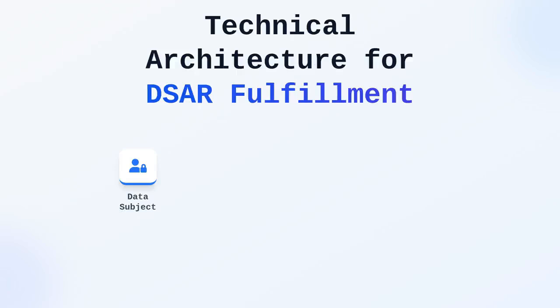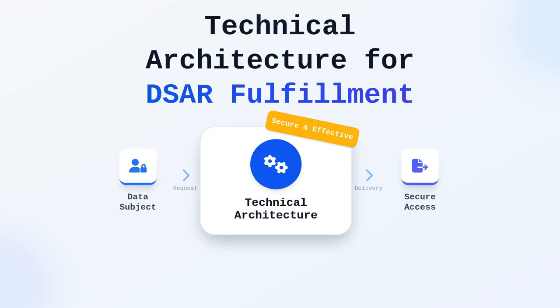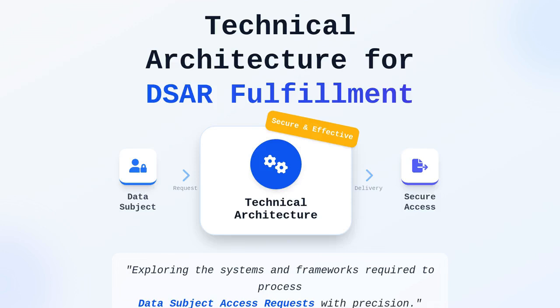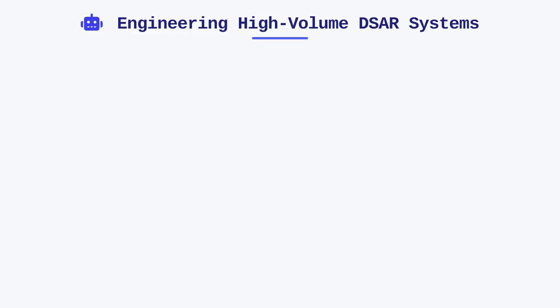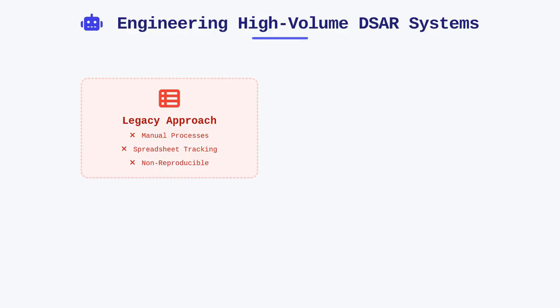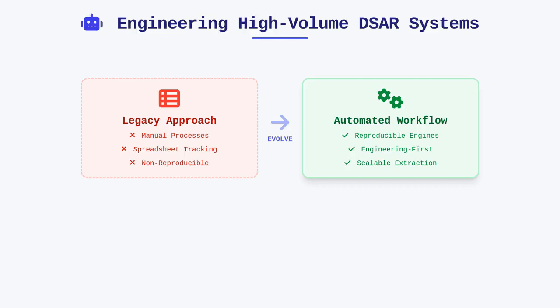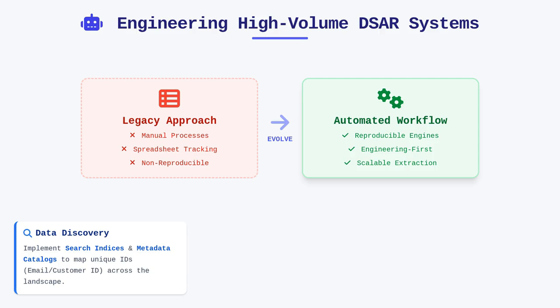Welcome back. In this chapter, we explore the technical architecture required to fulfill Data Subject Access Requests, or DSARs, effectively and securely. Building a system to handle high-volume DSARs requires moving away from manual, spreadsheet-based processes toward fully automated, reproducible workflows. When you view these requests as an engineering problem, you realize the core challenge is data discovery across a distributed architecture. You need to implement search indices or metadata catalogs that map unique identifiers, such as an email address or a customer ID, across your entire storage landscape.